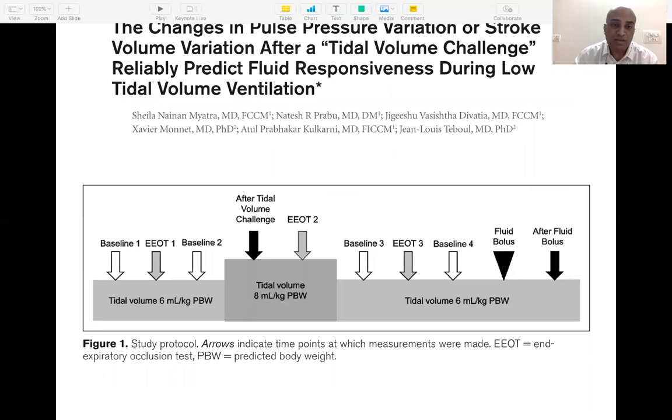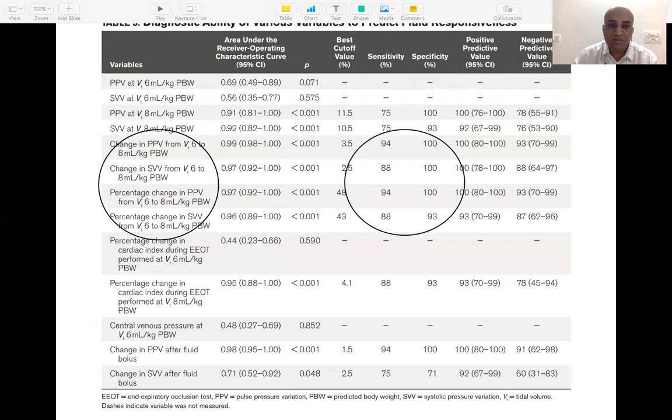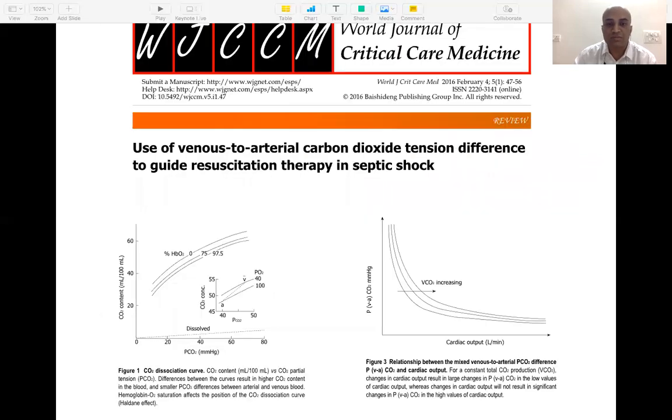And there is a very landmark study published by Dr. Shailan and Mitra from TMH Mumbai, where they did a tidal volume challenge to check for fluid responsiveness, and they found that the change in the pulse pressure variation and stroke volume variation with this tidal volume challenge has a much higher sensitivity and specificity in predicting fluid responsiveness compared to a simple pulse pressure variation and stroke volume variation.